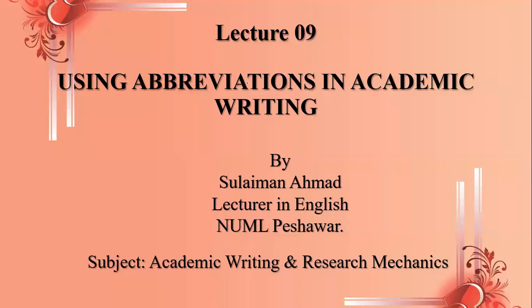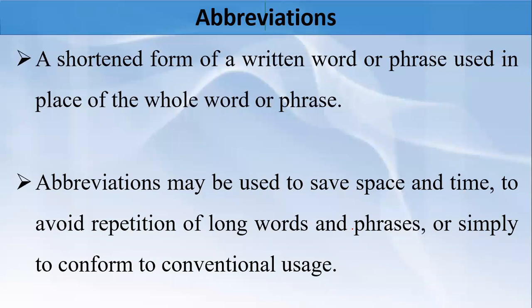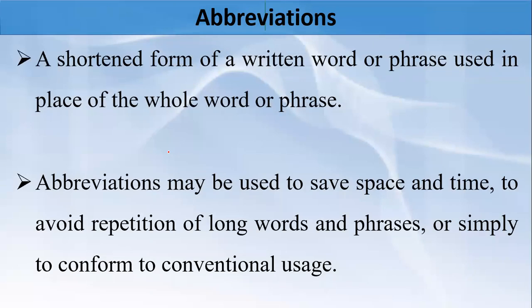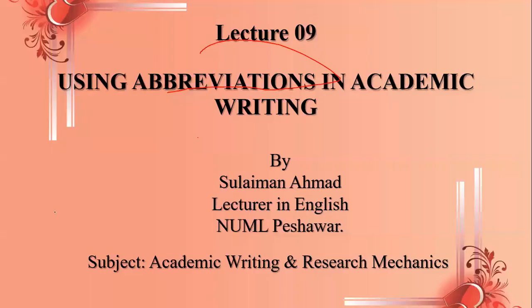Today's topic is using abbreviations in academic writing. In today's class, first of all, we'll talk about abbreviation. What is meant by abbreviation? Then we'll talk about certain rules for the use of abbreviations and certain irregularities in abbreviations. And finally, we will move to some frequently occurring abbreviations in academic writing. Clear?